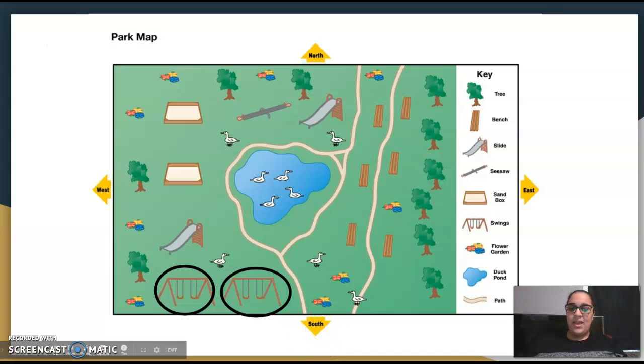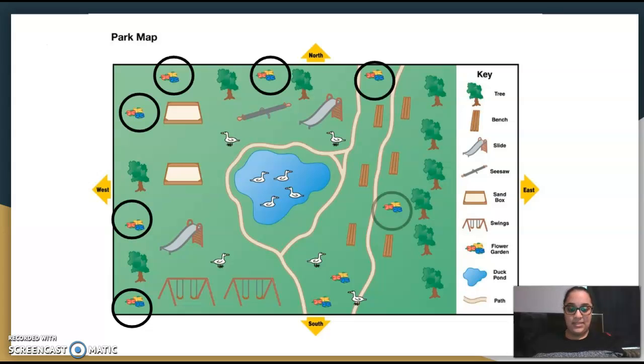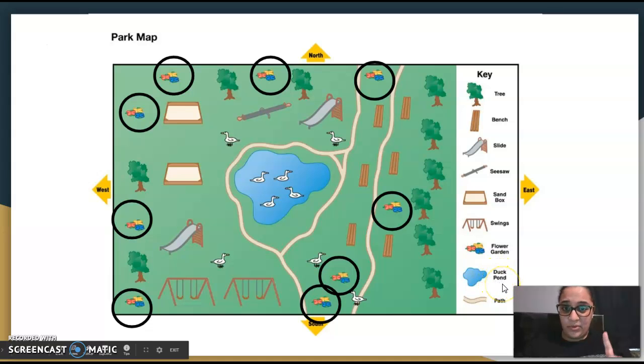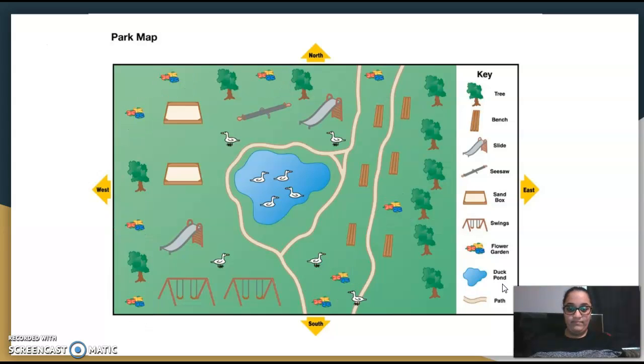All right, next thing. How many flower gardens are there? I'll give you some time to count them. Let's count them together. 1, 2, 3, 4, 5, 6, 7, 8, 9. Almost as many as trees. Wow, that's a lot of flowers. How many duck ponds are there? Now remember, we're saying duck ponds, not ducks. Mm-hmm. Only one, right in the middle.